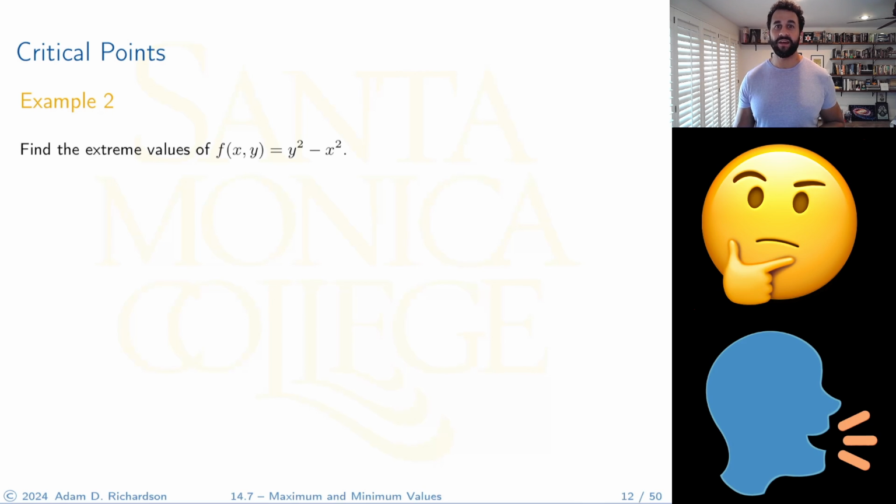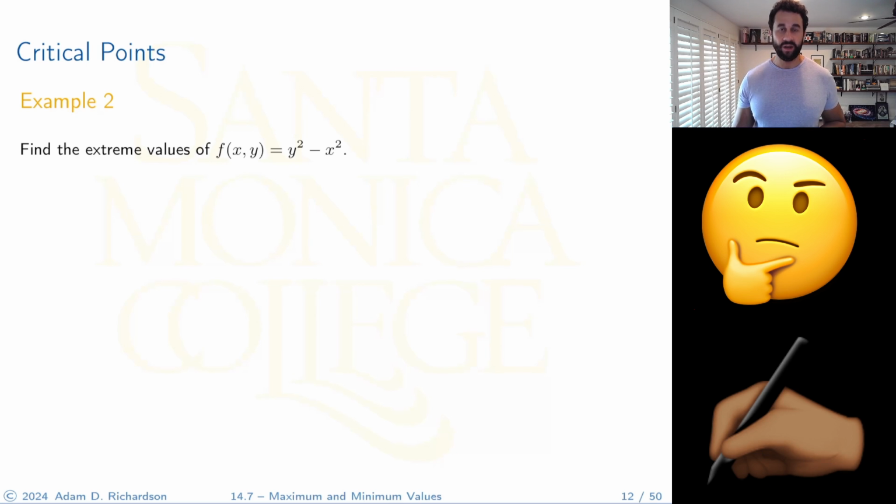Okay, now say something out loud to yourself to give your brain that feedback. Right? Now work it out on your own. Try to find the extreme values if they exist.